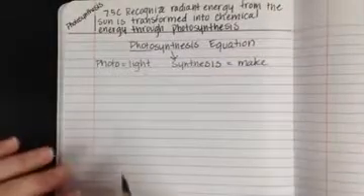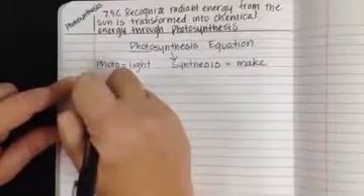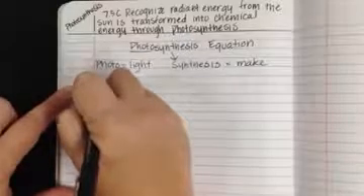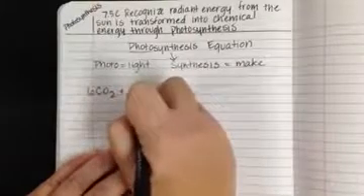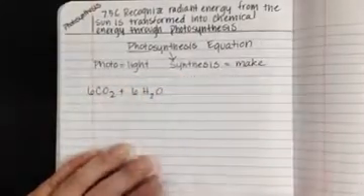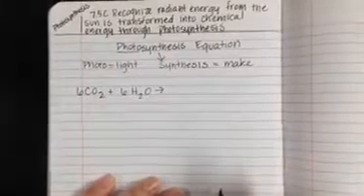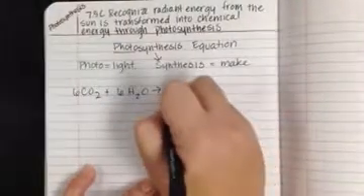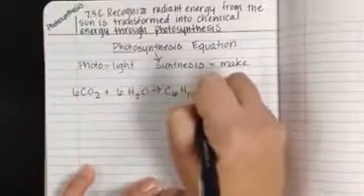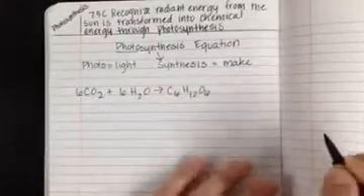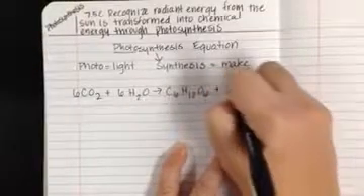Alright, so the actual equation is, and I'd skip a couple of lines because we're going to write stuff above and below, 6CO2 plus 6H2O. Yields means to make glucose, which is C6H12O6. The plant makes glucose and it makes oxygen, so 6O2.